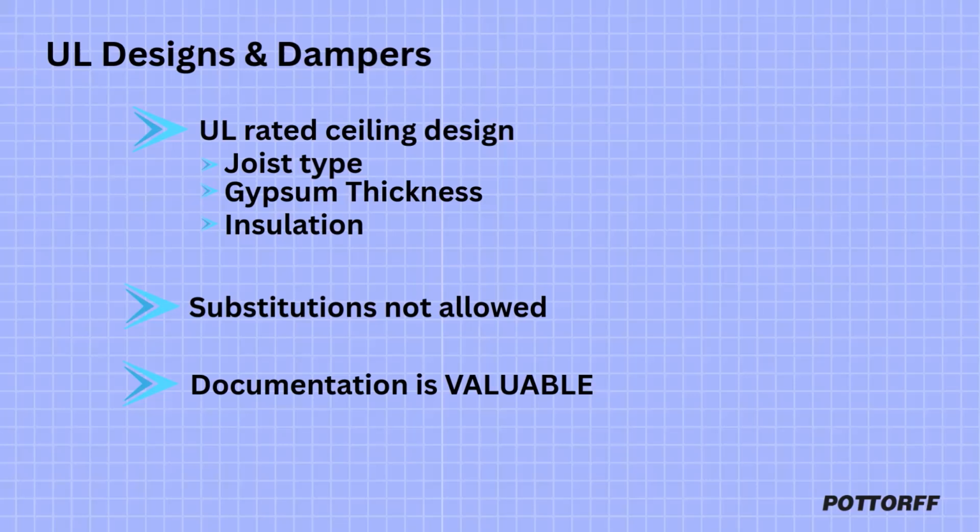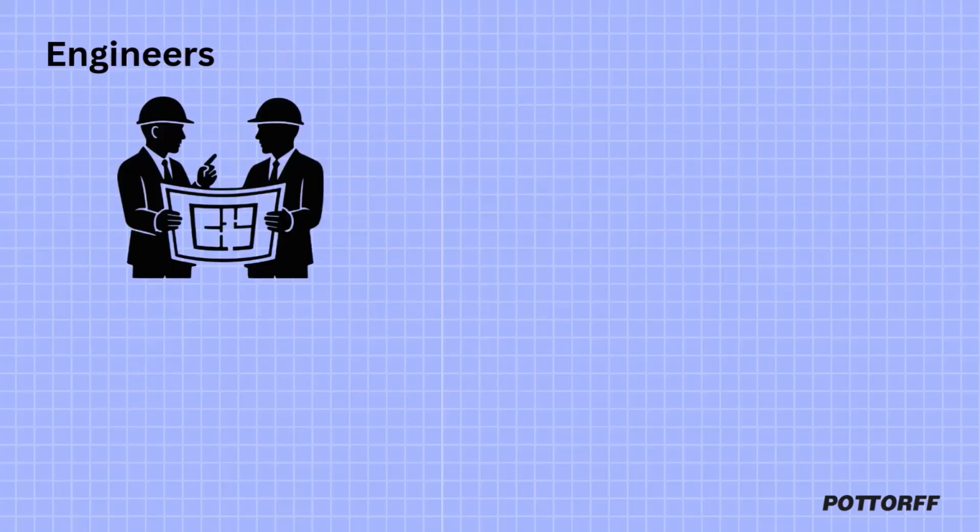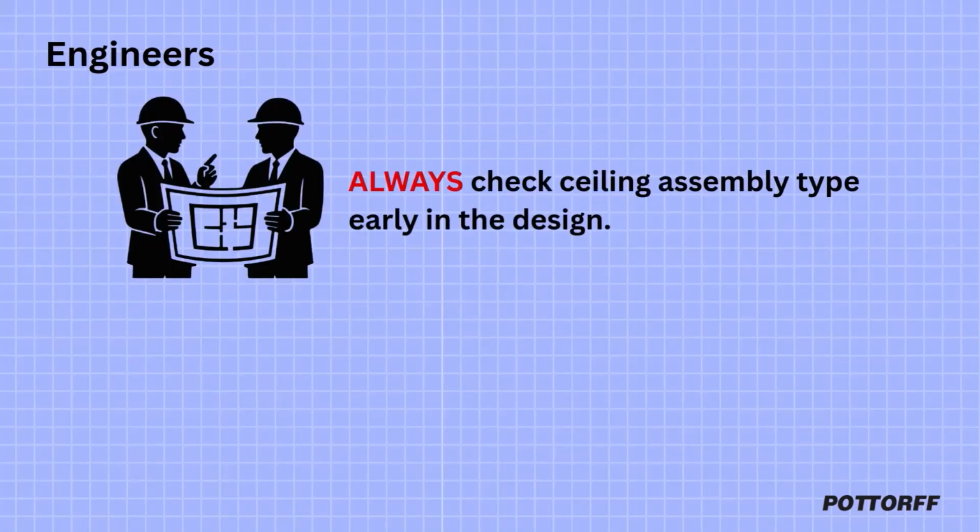Their ceiling radiation dampers are cross-listed with multiple UL designs, including P522. That means when engineers or estimators specify Pottorff CFDs, they can match the damper directly to the required UL ceiling assembly and ensure full compliance. What should engineers know? For engineers, here's the big takeaway. Always check your ceiling assembly type early in design. If your plans call for UL P522, you need to make sure your register and damper assembly are UL approved for that exact design.